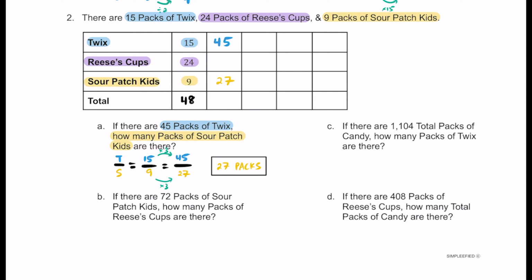So there'd be 27 packs of the Sour Patch Kids. In part B, we're asked what if there are 72 packs of the Sour Patch Kids. So I'm gonna go ahead and write 72 where our Sour Patch Kids go. The question is how many packs of Reese's Cups would there be? So that's this blank over here.